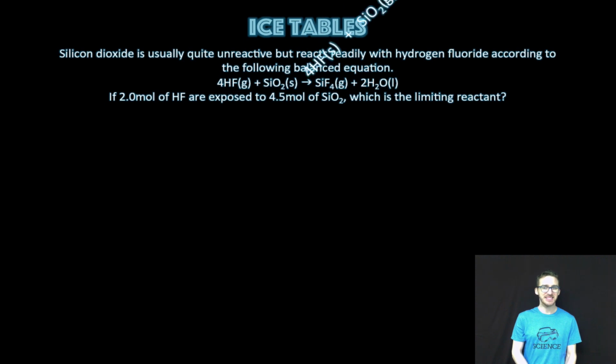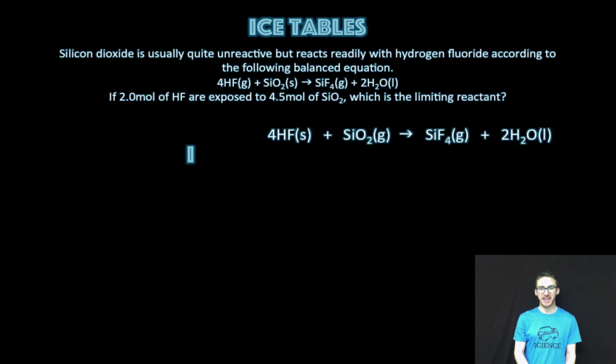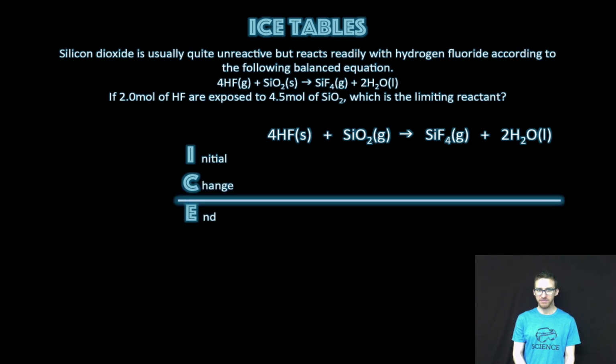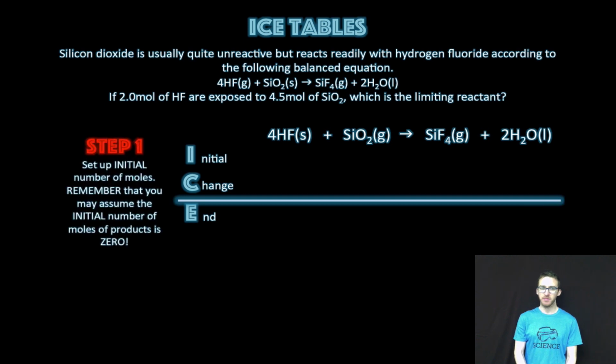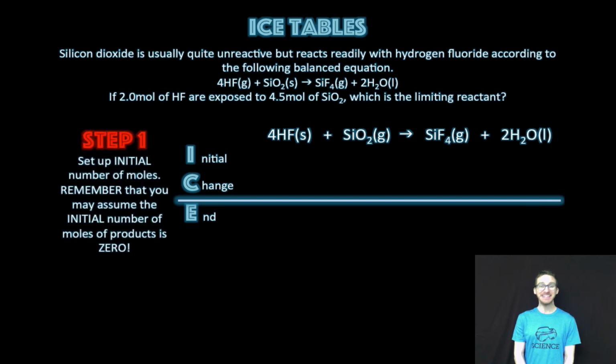First, let's set up our ICE table. I'm going to take my reaction and I'm going to write the letters ICE for initial, change, and end, just like you see on your screen. My first step is to set up initial number of moles. Remember that you may assume the initial number of moles of products is 0.